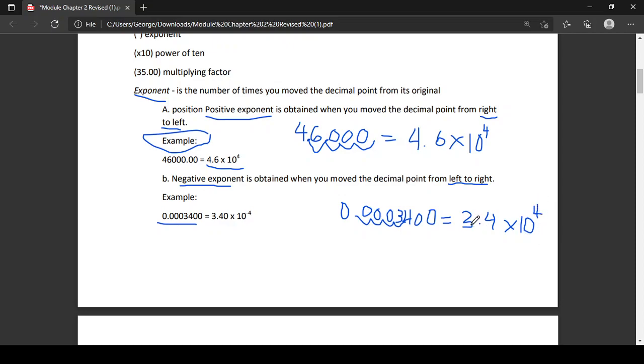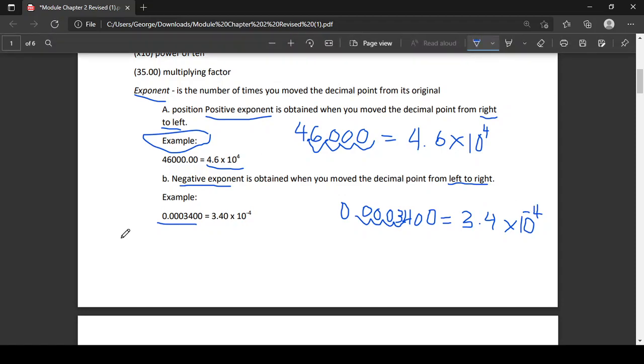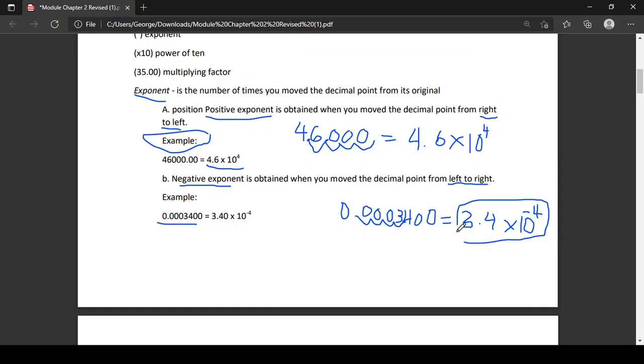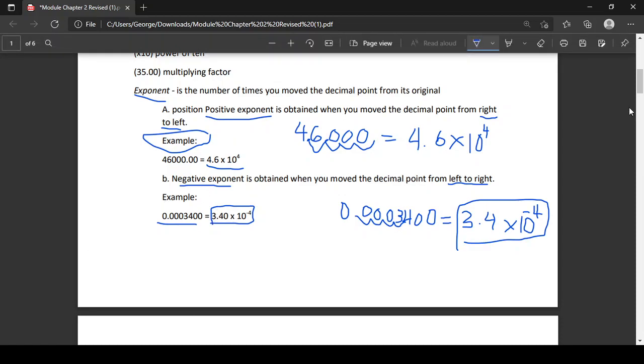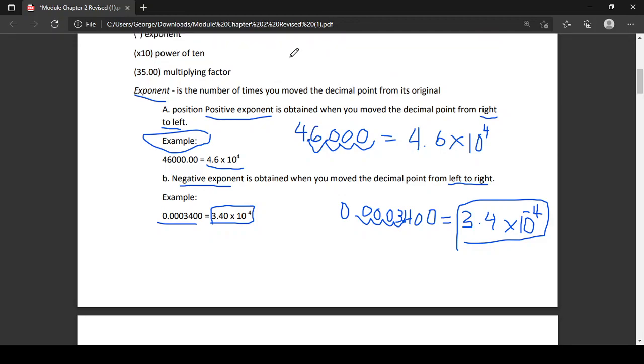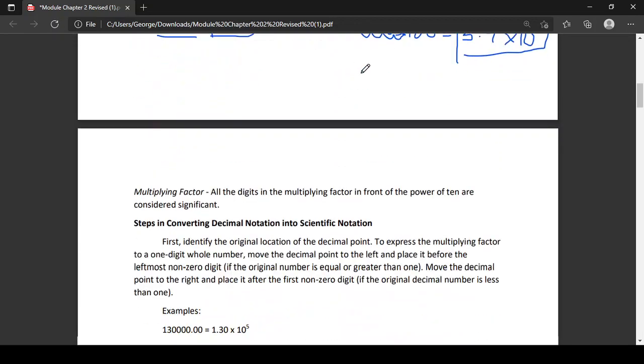Is it positive or negative? Negative. Negative. We also put a negative on the exponent. And this will be your final answer, same as our example. Yes. Kids, that is how you deal with your positive and negative exponents.